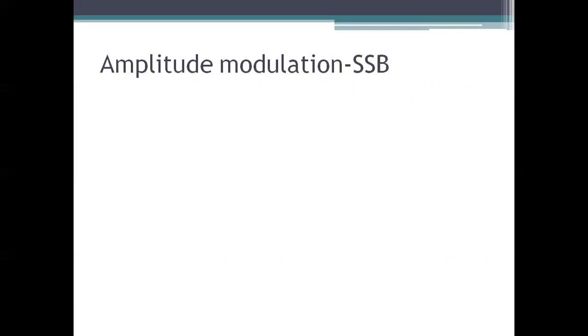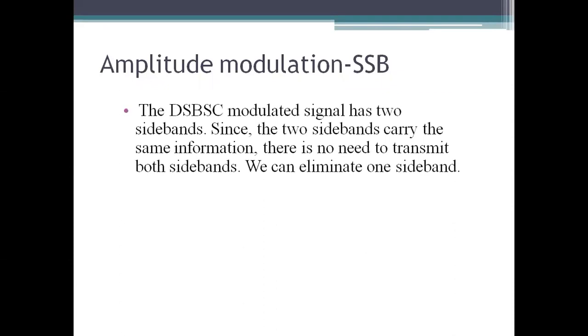SSB stands for single sideband suppressed carrier. Now, in the case of the double sideband suppressed carrier modulation technique, it has two sidebands without a carrier, and the information present in both the sidebands is the same. So there is no need to transmit both sidebands as they contain the same information, and it will increase the total power consumption. So to avoid that, we go with the next type of technique, called SSB.